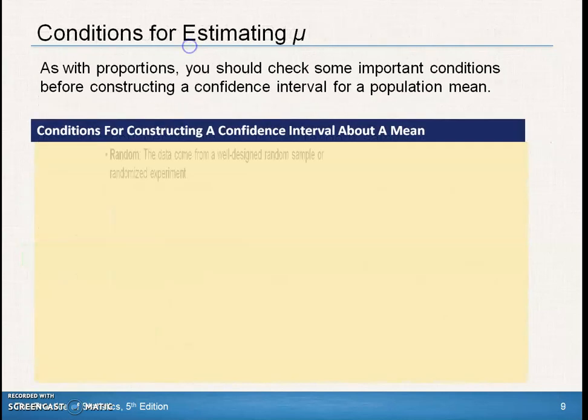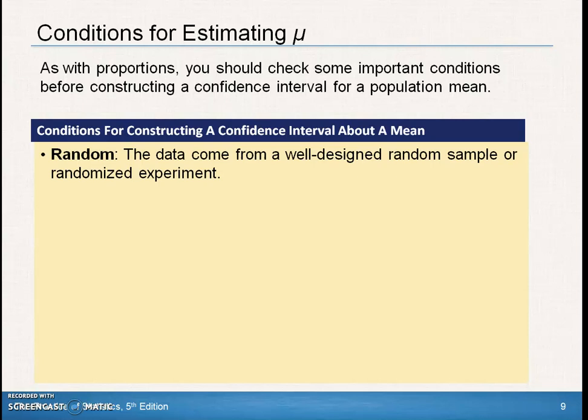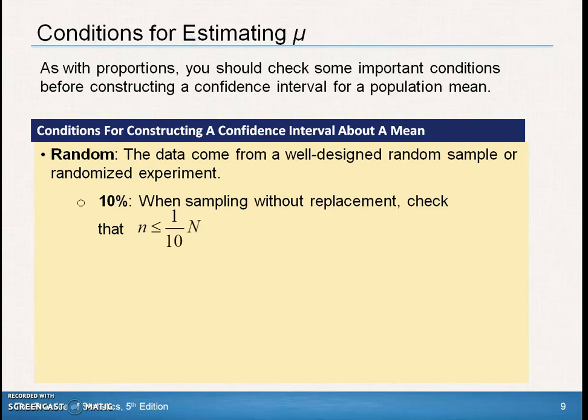So these are the conditions. As with proportions, we have some conditions. Random. Usually it's stated in the problem. This comes from a simple random sample. 10%, same thing. Your sample size has to be less than 1/10 of the population, or the population must be at least 10 times the sample size.